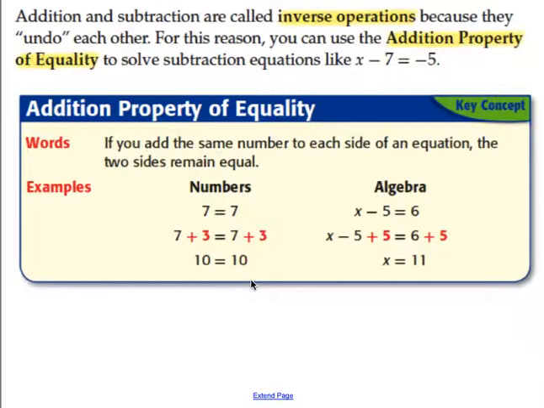Alright, addition and subtraction are inverse operations just like multiplication and division. We also have an addition property of equality that says we can add a number to both sides of an equation without changing the equality property of the equation.